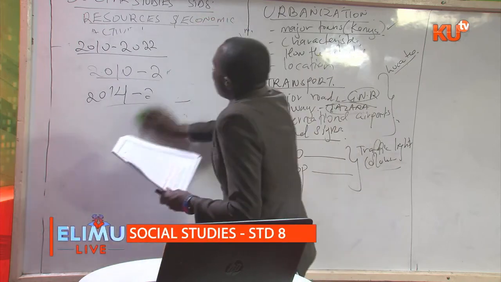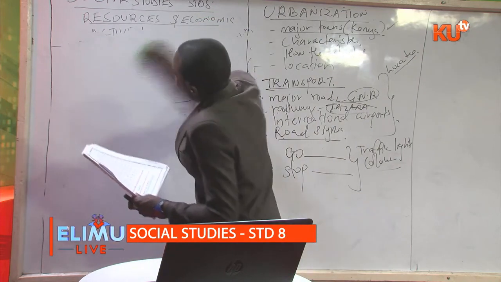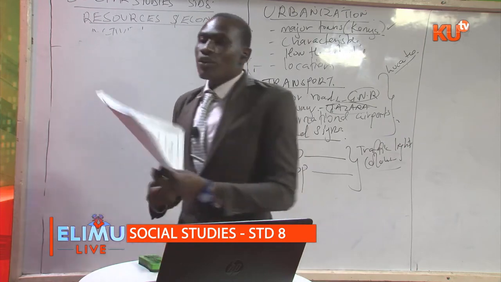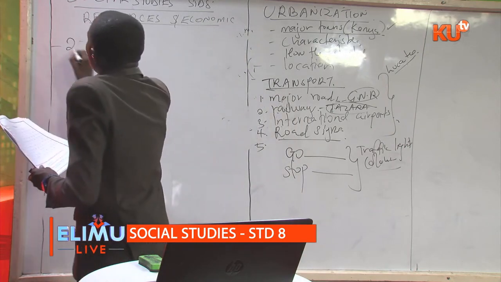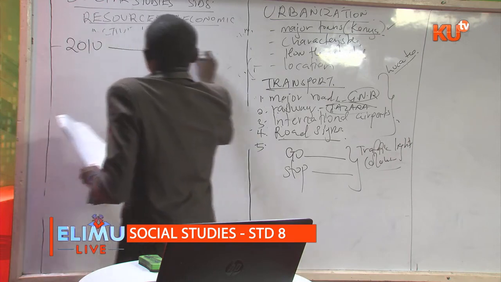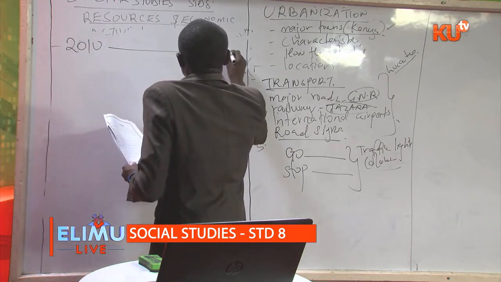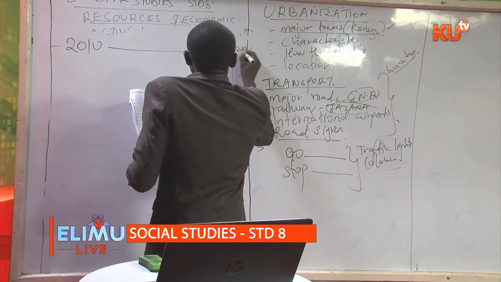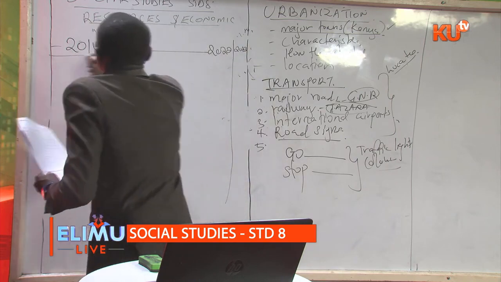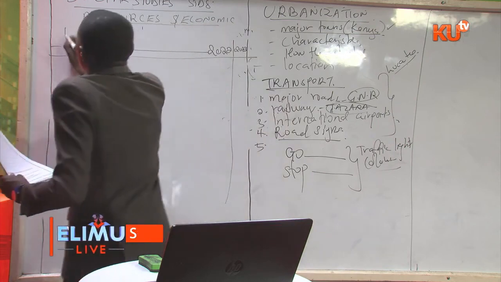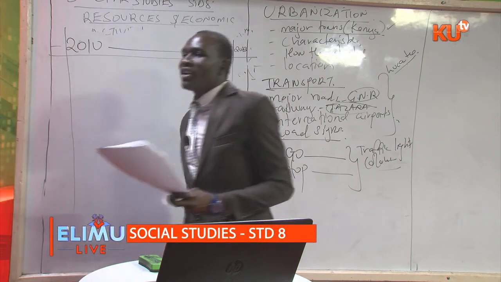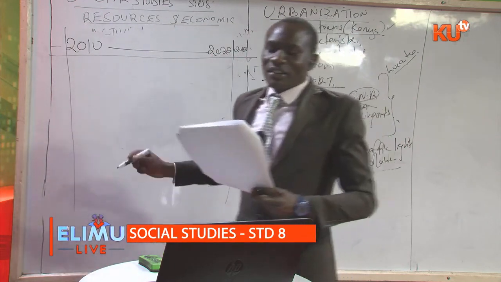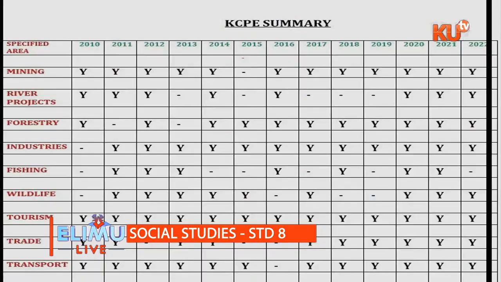So, let us now come to the last summarized area, the KCPE summary now, which covers what we have already mentioned in today's lesson, from 2010 all the way to 2022. Then I will link for you here 2023, where you will be asking yourselves according to the findings that we will have already gotten. Let us go there, my director, on page 20, the last area.